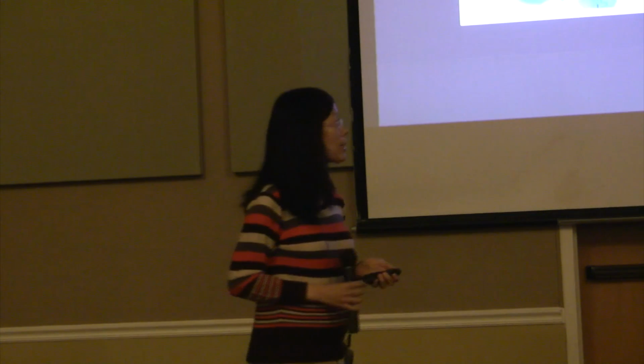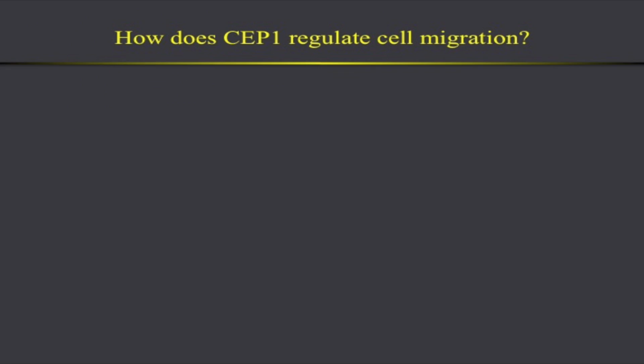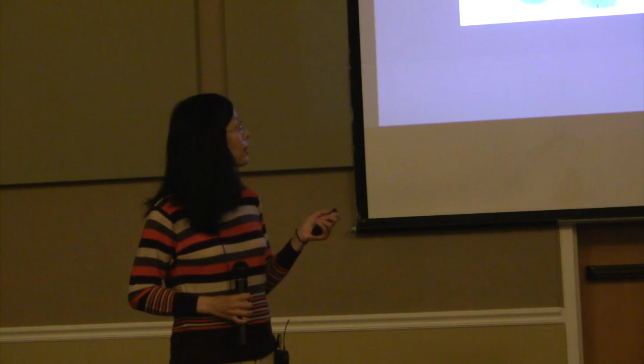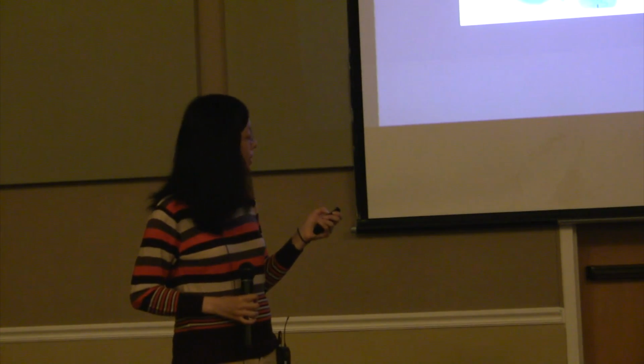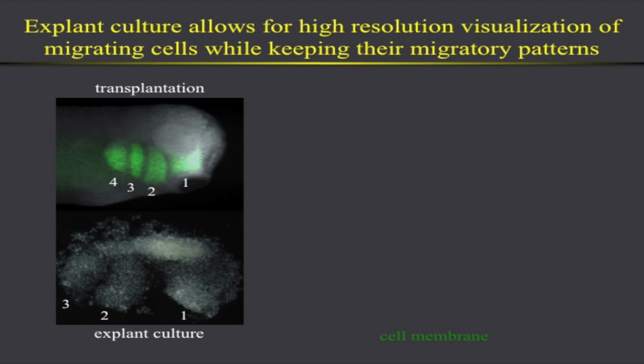The next question I'm asking is, how does CEP1 regulate neural crest cell migration? We now see that neural crest migration is affected when CEP1 is knocked down. So how does it really happen? I take advantage of a neural crest explant culture experiment. Now instead of grafting the explant back into an embryo, I just plate it on a fibronectin-coated cover slide.